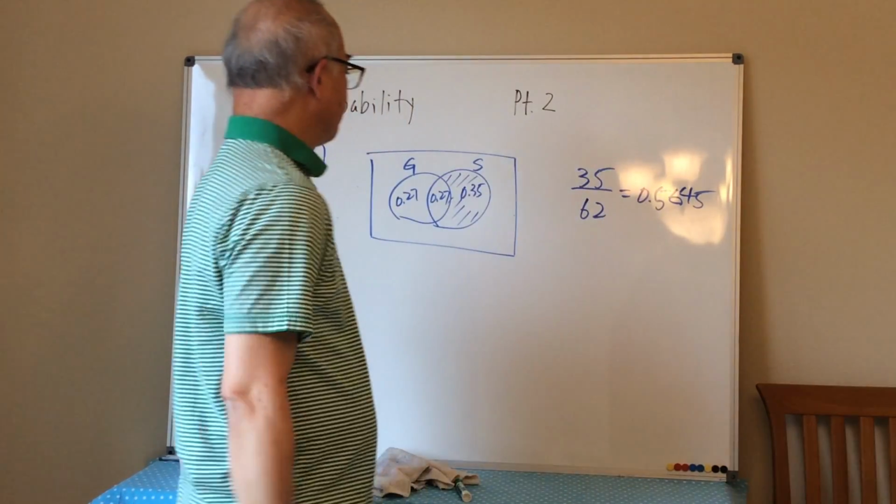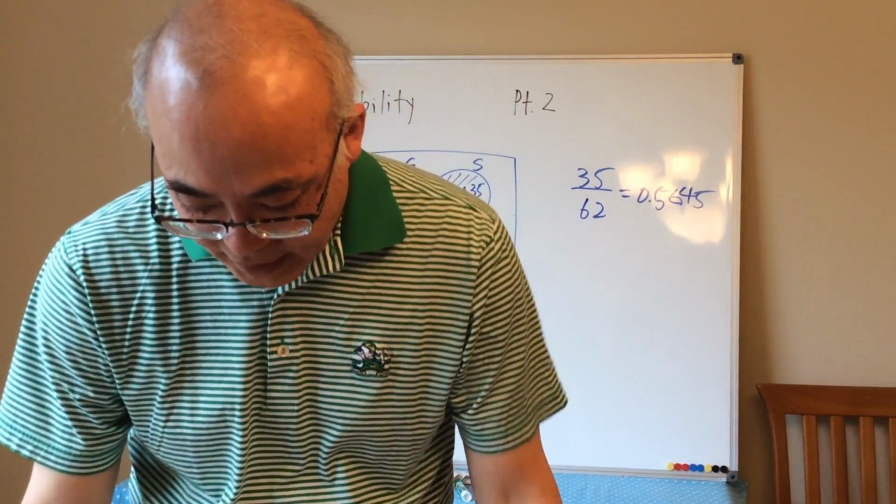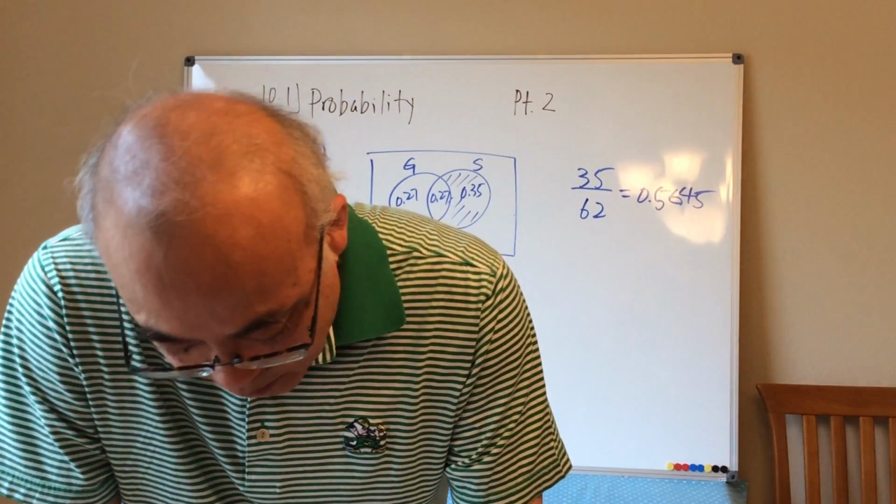45. Okay? So that's 6. Let's go over to page 683. There's a purple box there.